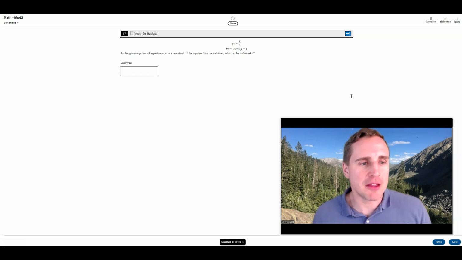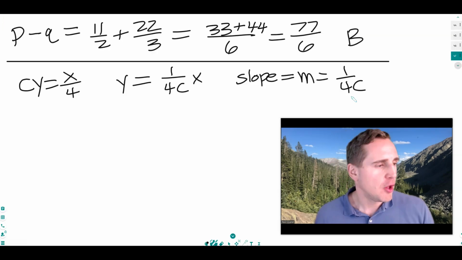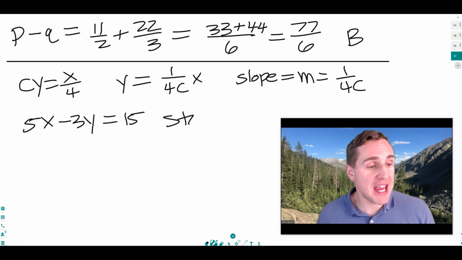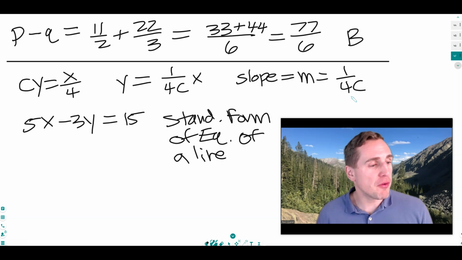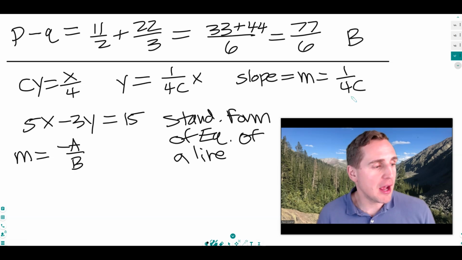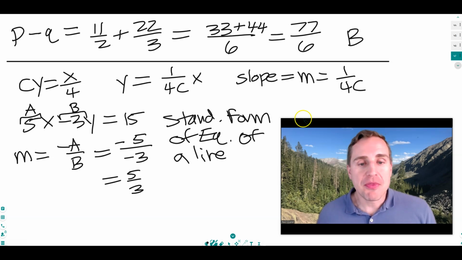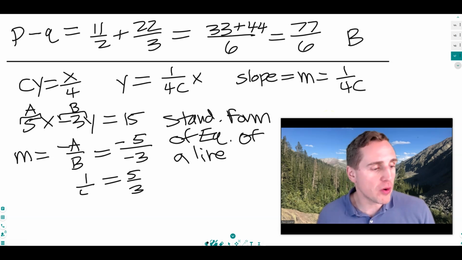So standard form, I have to subtract the 3y over, add the 14 over. So it's going to be 5x minus 3y equals 15. By the way, this is a special formula if it's from standard form of the equation of a line: the slope m is equal to negative capital A over capital B. Capital A is right here, capital B is right here. So that's going to be negative 5 over negative 3, because it's negative A over B. So that's just 5/3. But then 5/3 has to equal 1 over 4c.